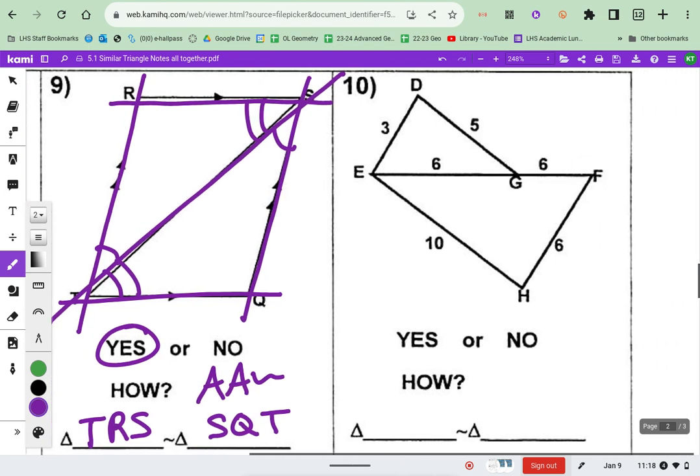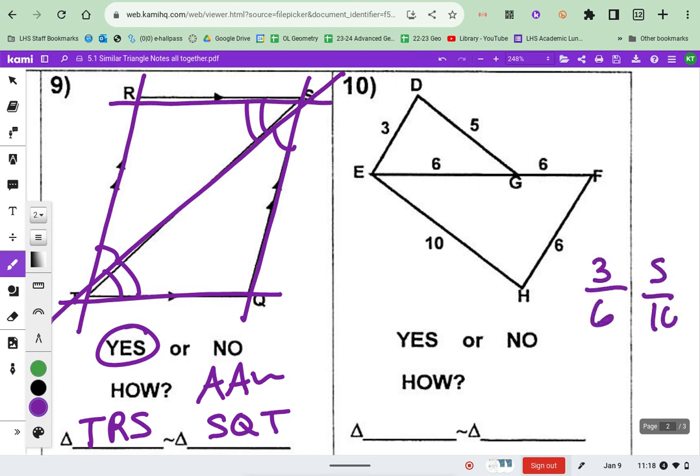Okay, last one then. So for this one, we had lots of measurements. By the way, if this is like on a test or something, I'd want you to show me the proportions that you set up. So you'd have had 3 over 6, 5 over 10, and 6 over 12, which since they all simplify to 1/2, yes, these guys are similar by side, side, side, similarity.